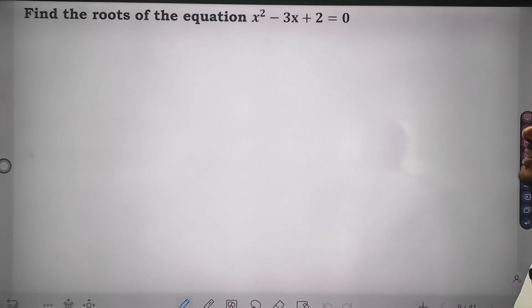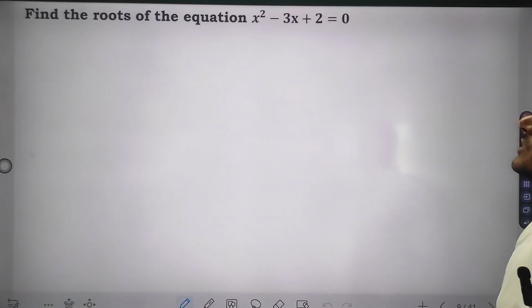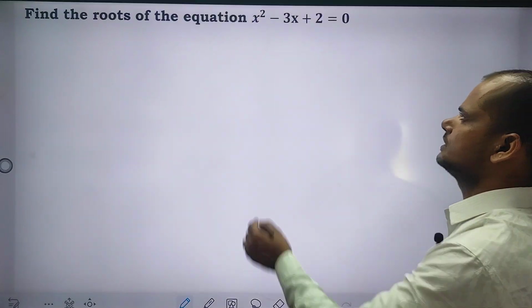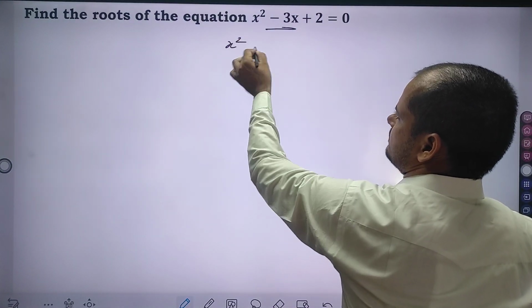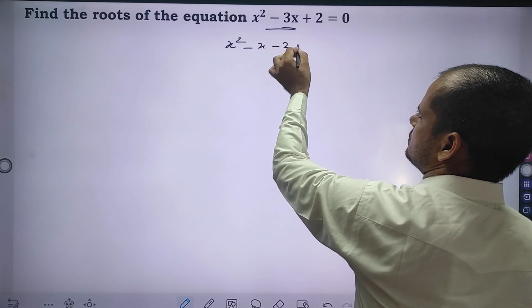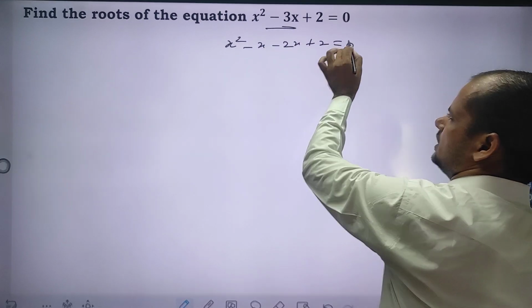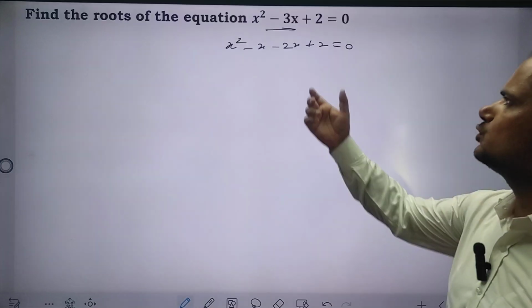Now find the root of a quadratic equation. We can simplify it by factorizing. We can factorize it as x square minus x minus 2x plus 2. We need two values.